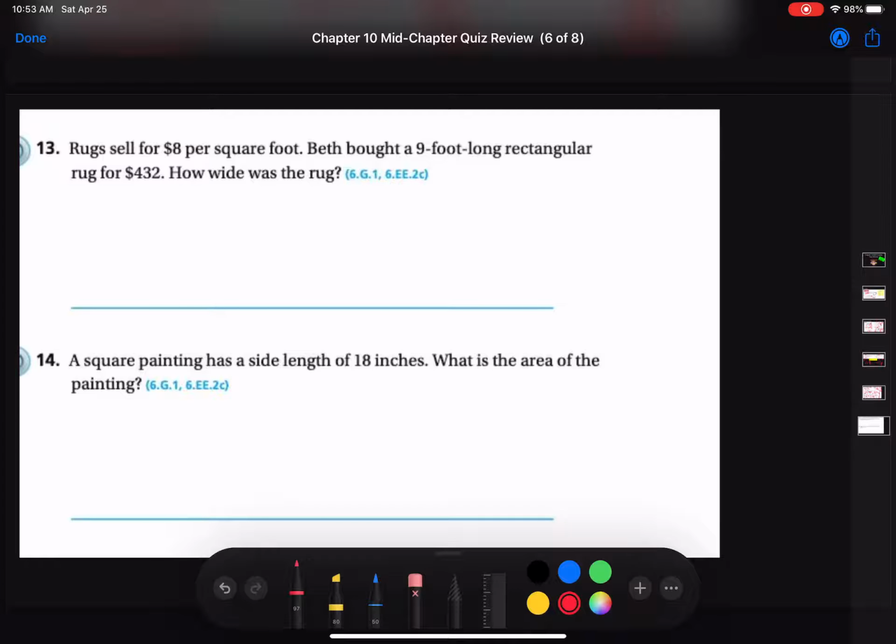13. Okay, so it's a rectangle. And this is, okay, there's a lot here. Rugs sell for $8 per square foot. Okay, we don't know how many square feet we have here. Beth bought a 9-foot long rectangular rug for $432. So how wide was the rug? Okay, so this is what we know so far. We know that it's 9 feet, but we don't know the width.